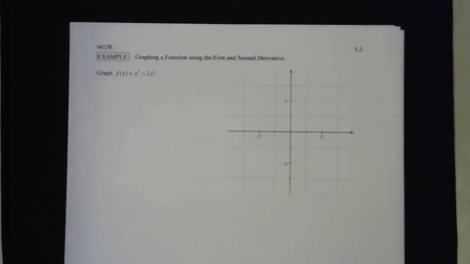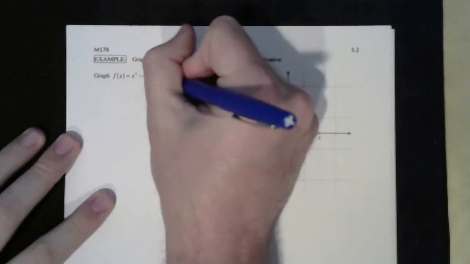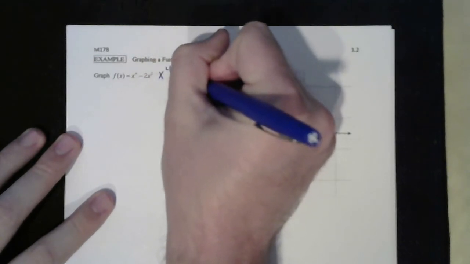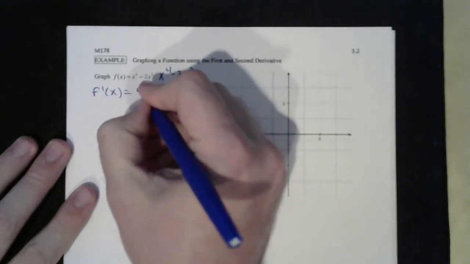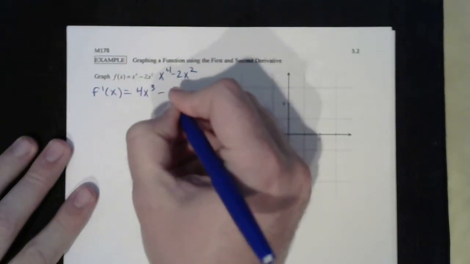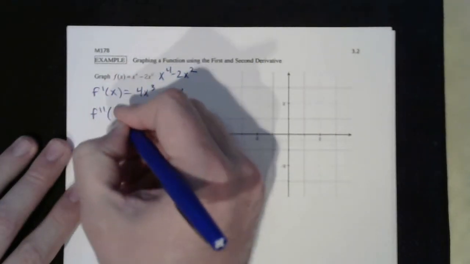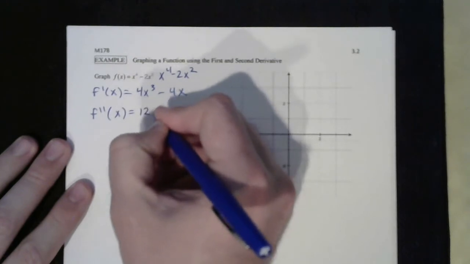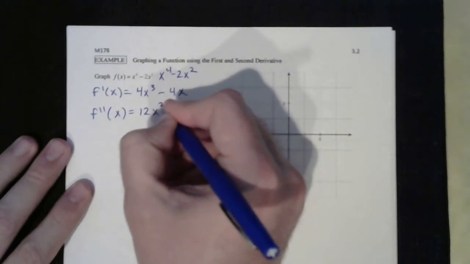So now we're going to graph using the second derivative. We have our function, this is x to the fourth minus 2x squared. So our first derivative is 4x cubed minus 4x. Our second derivative is 12x squared minus 4.